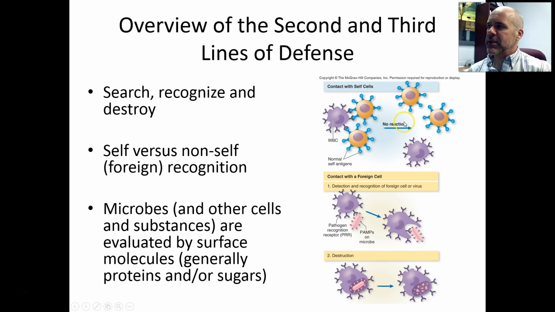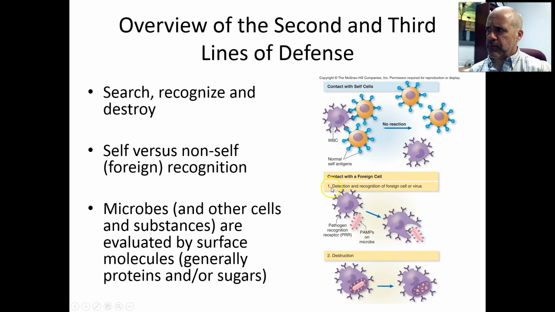And so what you see over here is kind of a diagram just in general showing this concept to you. You've got a white blood cell, kind of a generic white blood cell here, and these are supposed to be self cells, so cells in your body. What it's showing you is that the cells of your immune system do probe or make contact with your own cells, but they're not supposed to destroy them. There's supposed to be no reaction to that. So ideally, your immune system does not attack your own cells and tissues.